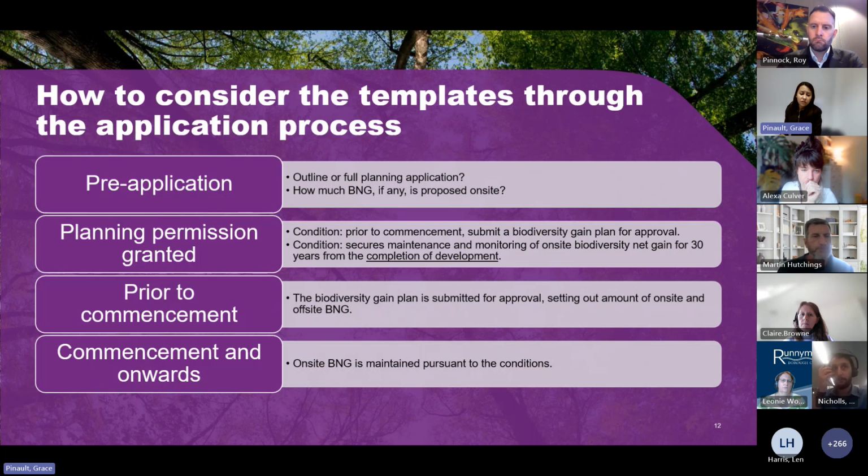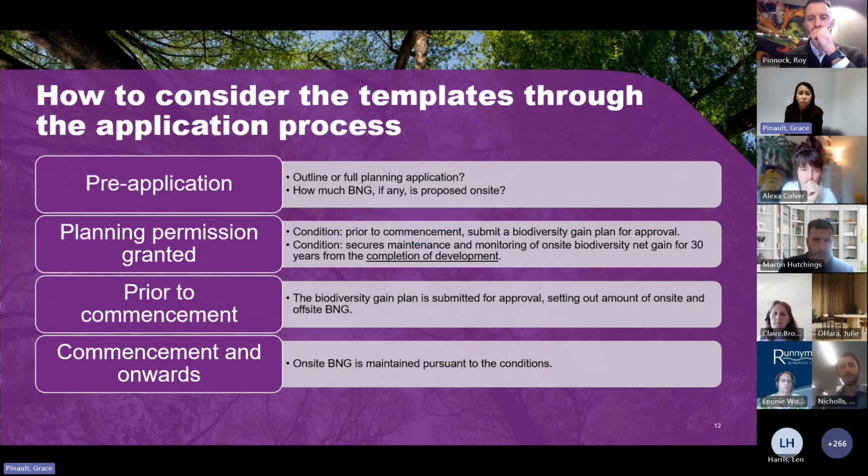And then once development is commenced, the BNG on-site will be maintained pursuant to conditions imposed on the development. Anything off-site is just going to be handled by the enforcement powers of the local authority or the responsible body that's entered into the Section 106 or Conservation Covenant to enforce those off-site habitat enhancement works.